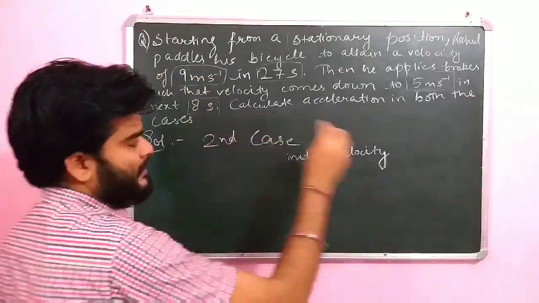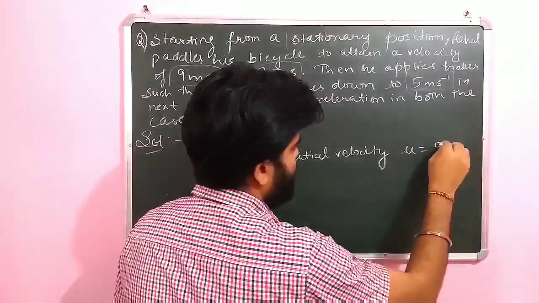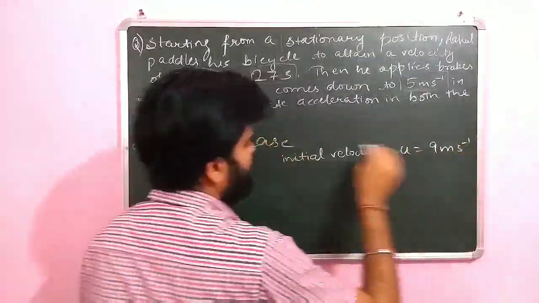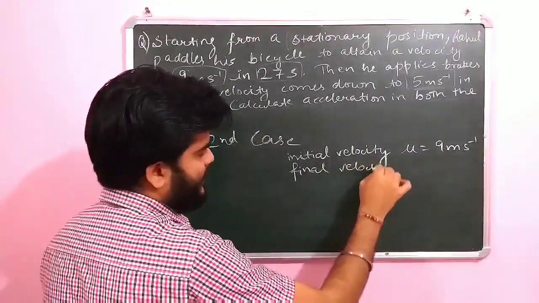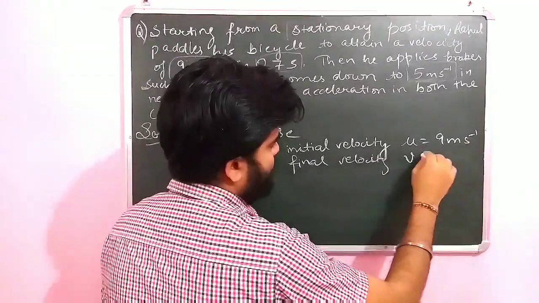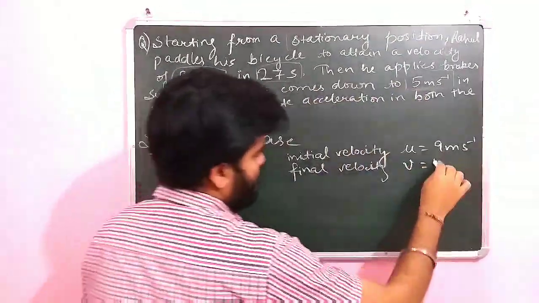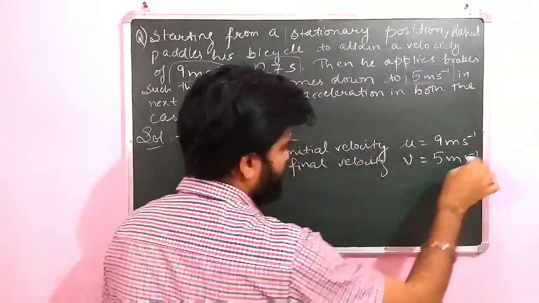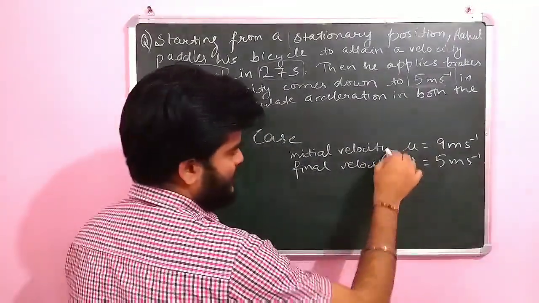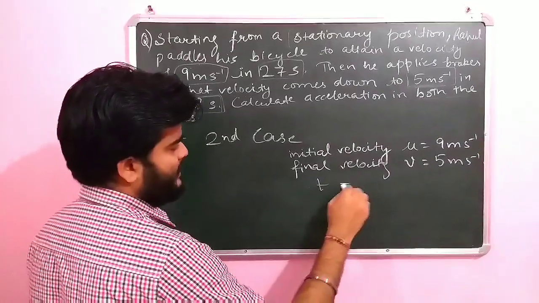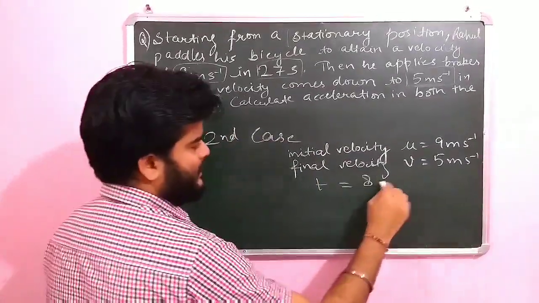It means 9 meter per second. So u will be 9 meter per second. And final velocity, when he applied the brakes, the velocity comes down to 5 meter per second in next 8 seconds. So this change of velocity takes place in time of 8 seconds.